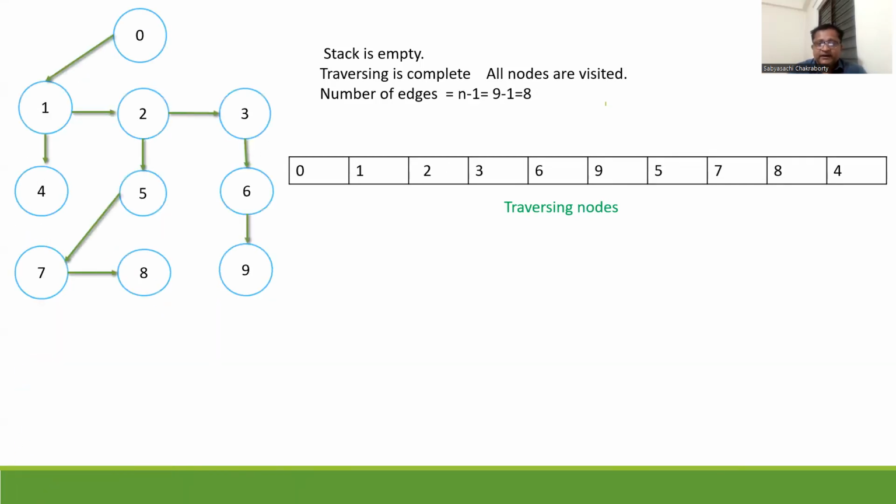Because it is an uninformed search, we have this particular traversal. This traversal will be followed in this particular example, according to DFS.